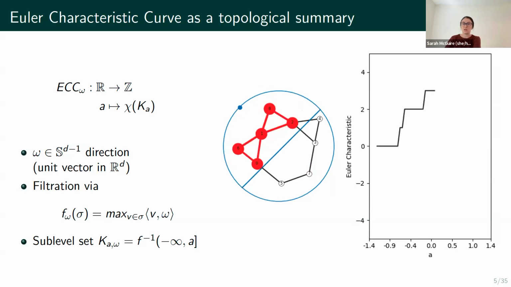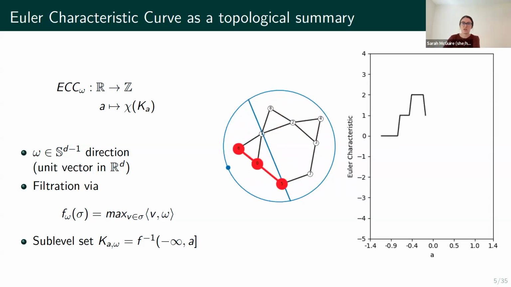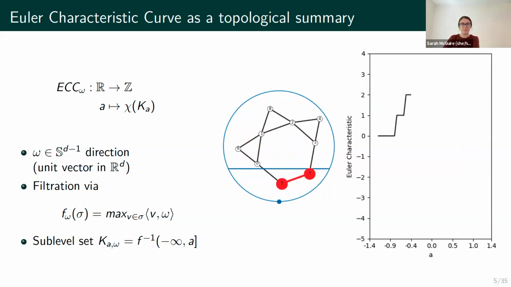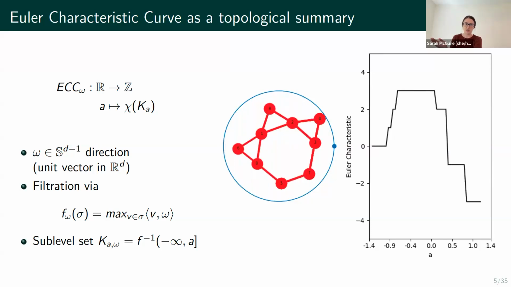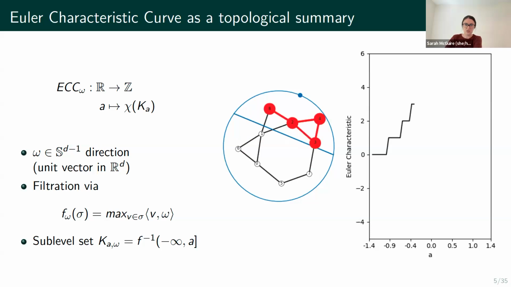Using this filtration, we can sweep through the simplicial complex in the direction omega and compute the Euler characteristic curve, which is a map from the real numbers to the integers. And here the filtration function values a get mapped to Euler characteristic values of sublevel sets at that filtration value. And we have this nice step-like function, which is really just a vector of integers.